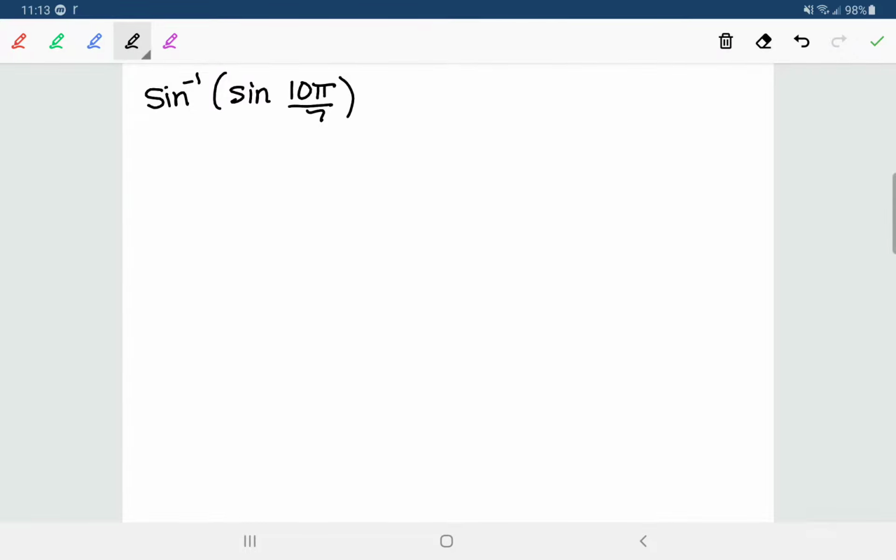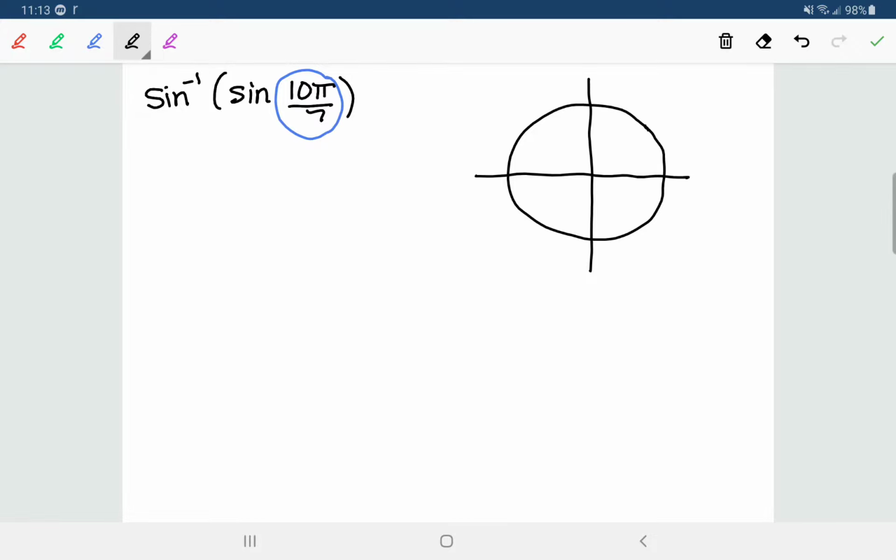So in this example, we're going to find the inverse sine of the sine of 10 pi over 7. And there's actually quite a lot happening in this example. So first of all, we would like to locate where 10 pi over 7 is. And there's a couple of different ways that you can go about that. We can think about dividing the circle.